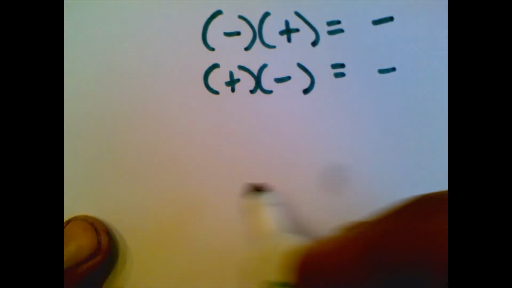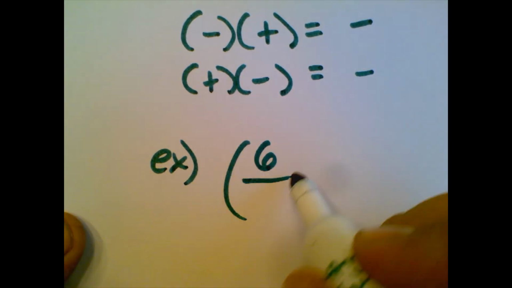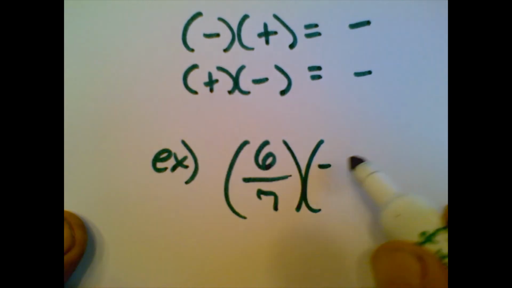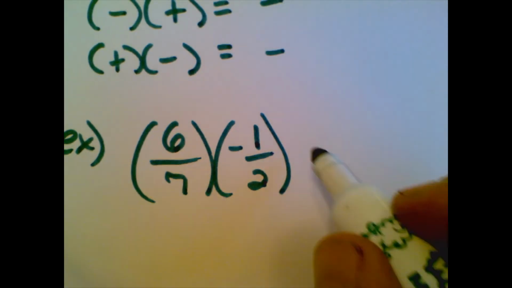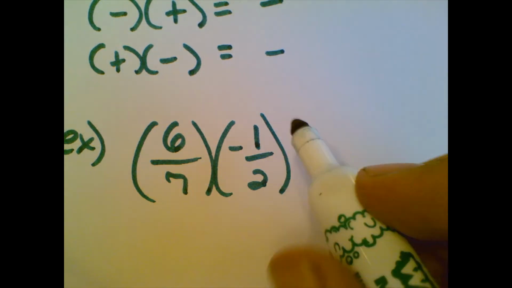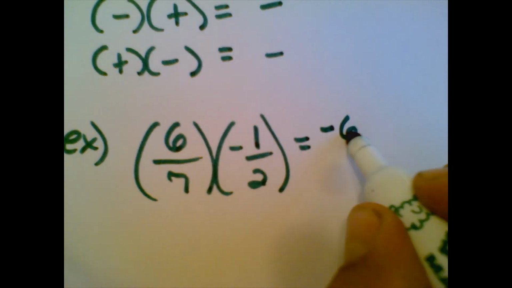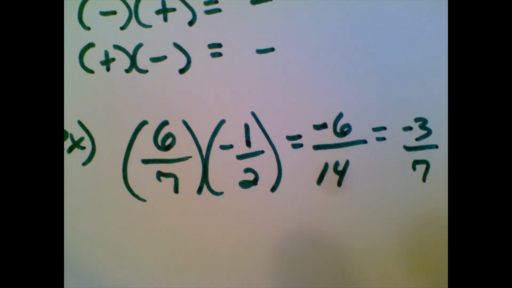Okay? So for example, if I have 6/7 times negative 1/2, when we multiply fractions, remember just multiply straight across. But we have a negative times a positive, so the top would be negative 6 over 14 on the bottom. This can be reduced to negative 3/7. Okay?